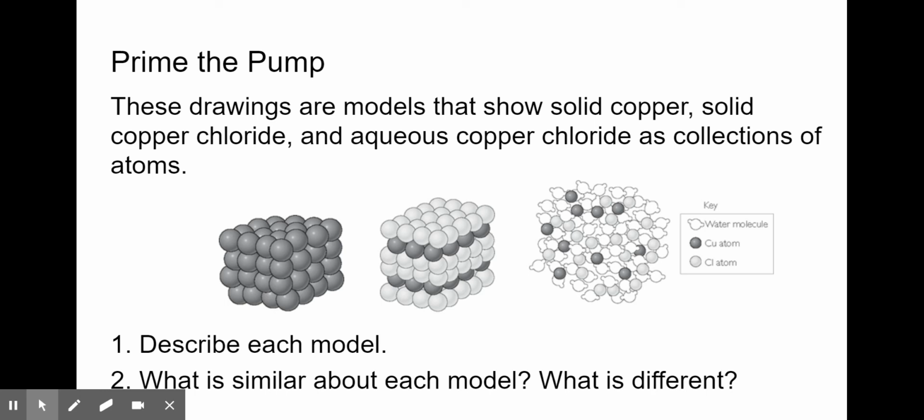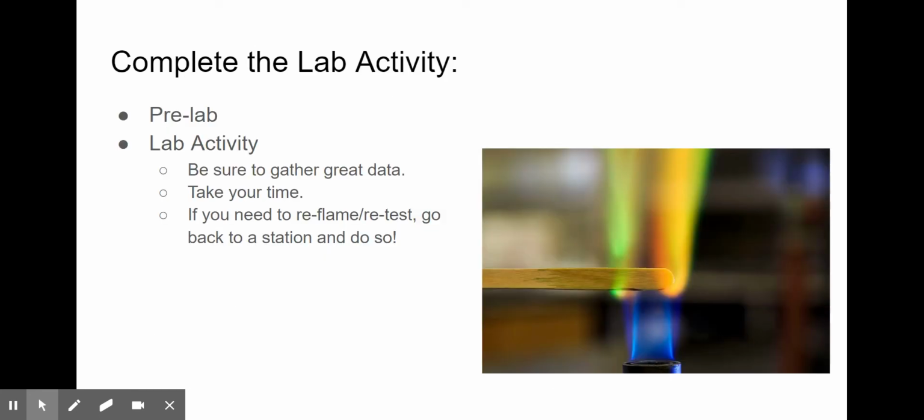The first image is just one single element. The other two are considered compounds. They're considered compounds because they contain more than one type of element, okay?